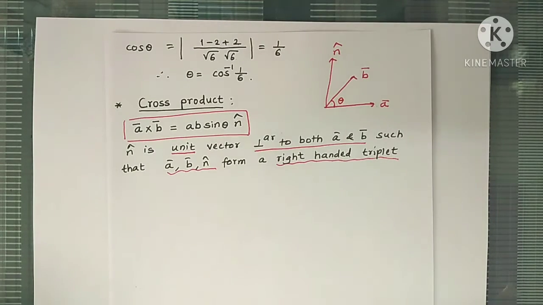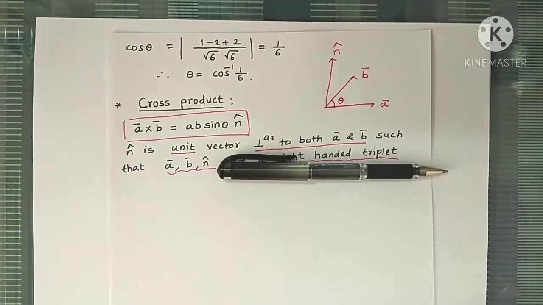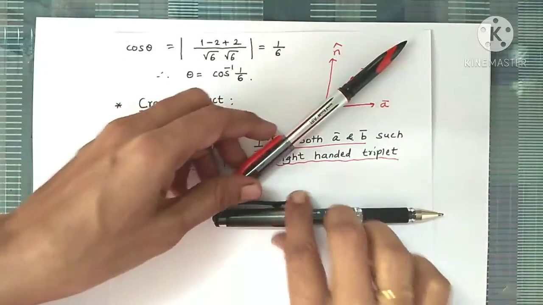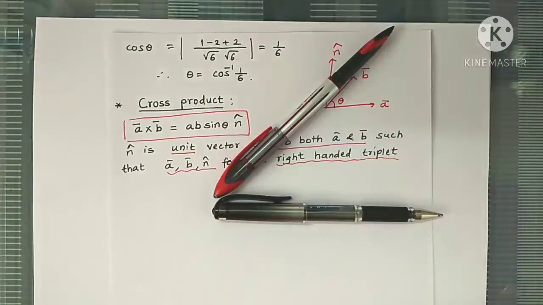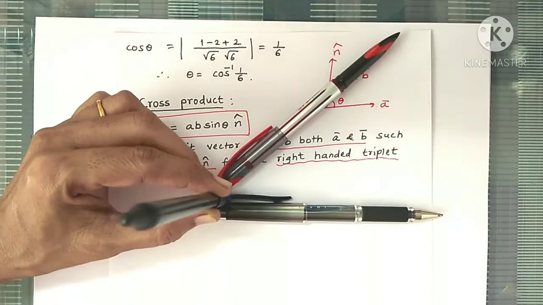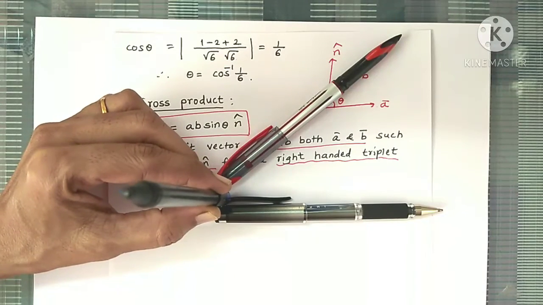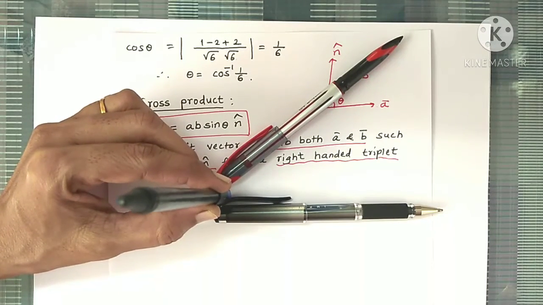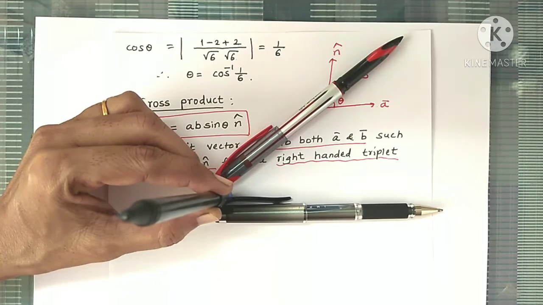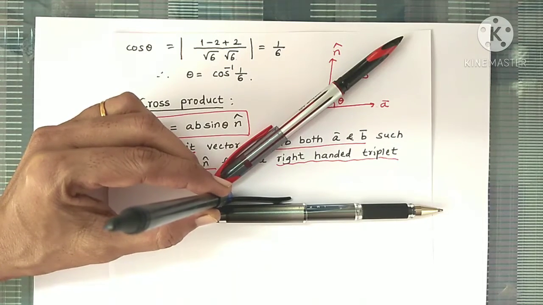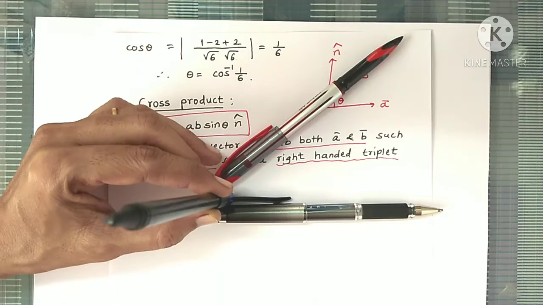Though the diagram is like this, that is n cap is perpendicular to a bar and b bar, it is like this. Let this be vector a bar and let this be vector b bar. See, the angle between them is theta here. Then n cap is this vector. Understood? n cap is perpendicular to both a bar and b bar. As it is a three-dimensional figure and we are drawing it in two dimensions, we have to draw n cap like that.